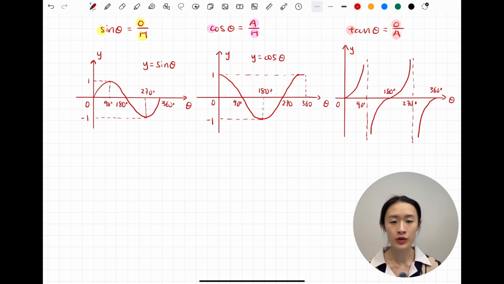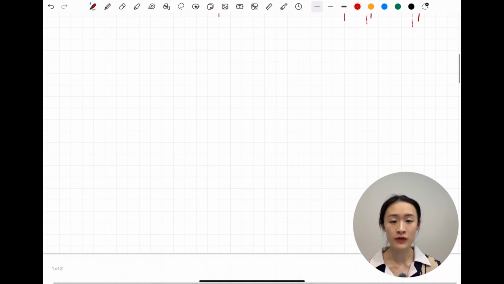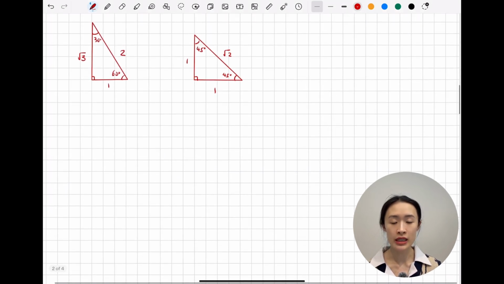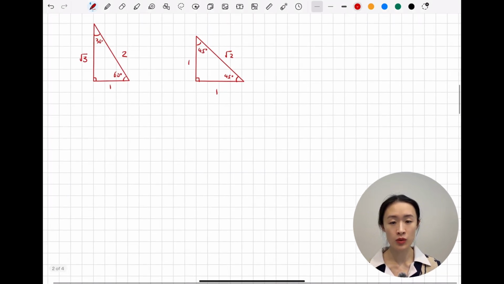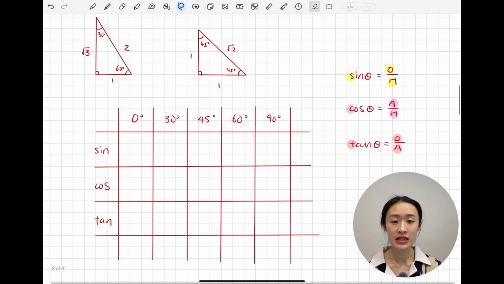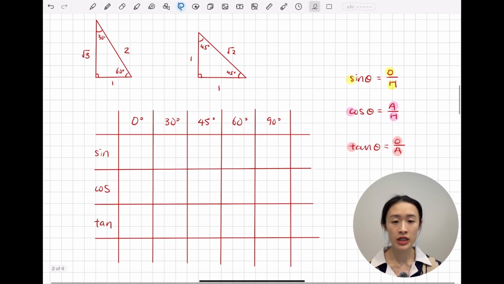After the graph, we also need to know the special values. So all you need to do is to remember these two triangles, the one with 30, 60 and the one with 45. And then after that, we just need to use trig ratio to work out the special value. So 0 degrees and 90 degrees, we'll be able to get that from the graph.